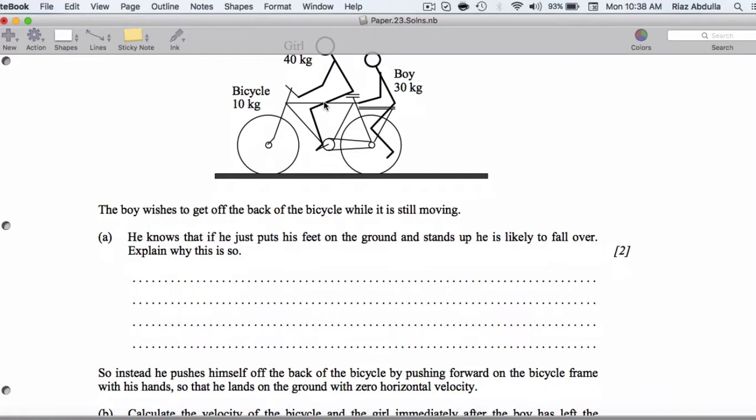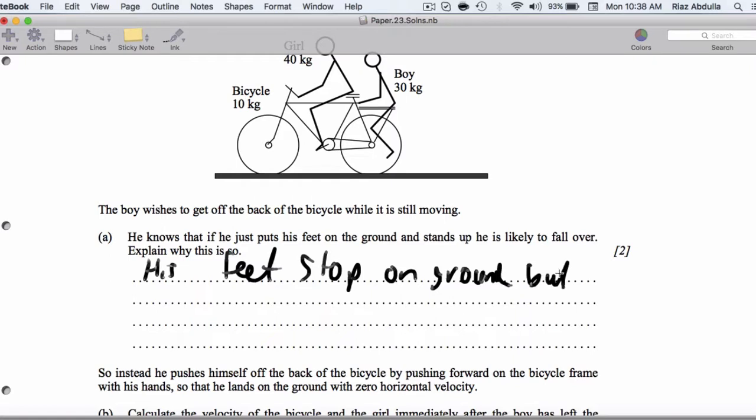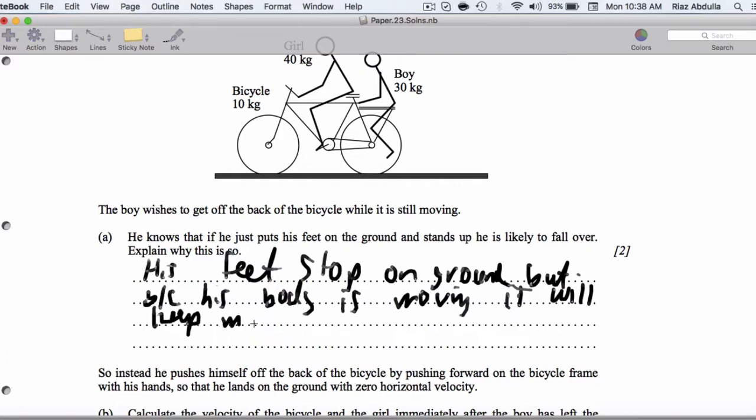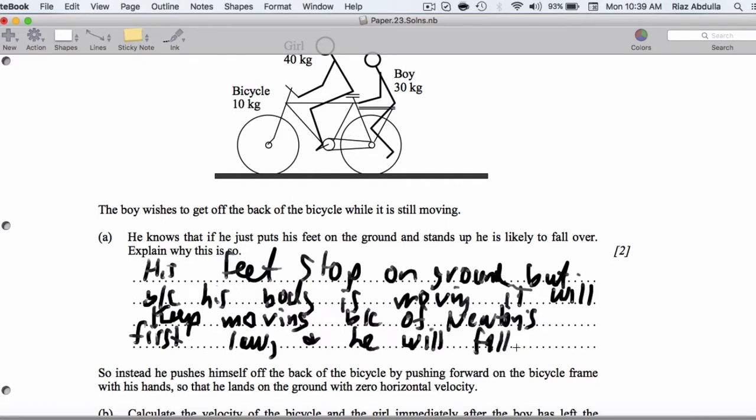So it turns out his feet stop on the ground, but because his body is moving, it will keep moving because of Newton's first law. And he will fall over.